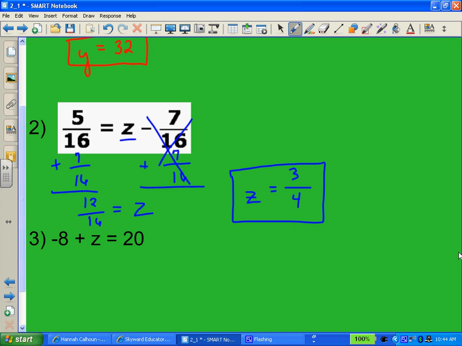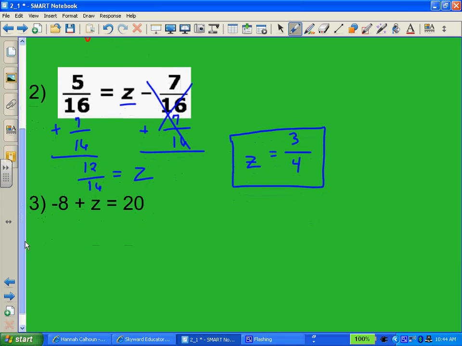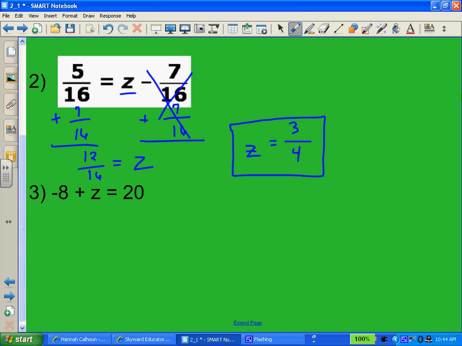You need to simplify. Now our third example here is one that causes some complications because of the negative sign. So if you look at this equation here, we have -8 plus z equals 20. So again, we ask, what's happening to our variable z? Well, it's being added by -8. Now, let's think about adding -8. Hopefully you know by now that adding -8 is the same as subtracting 8. Those are the same things.